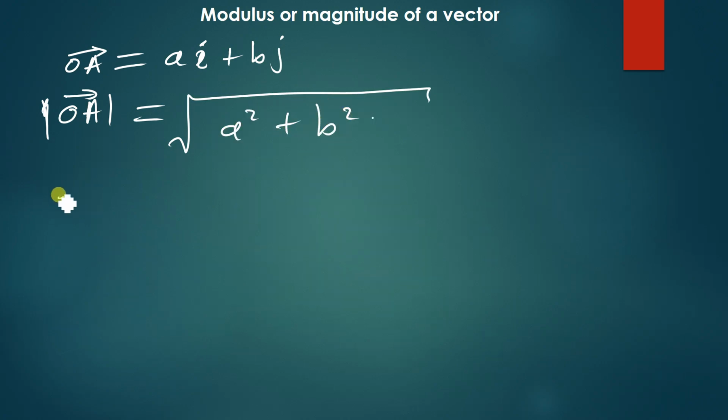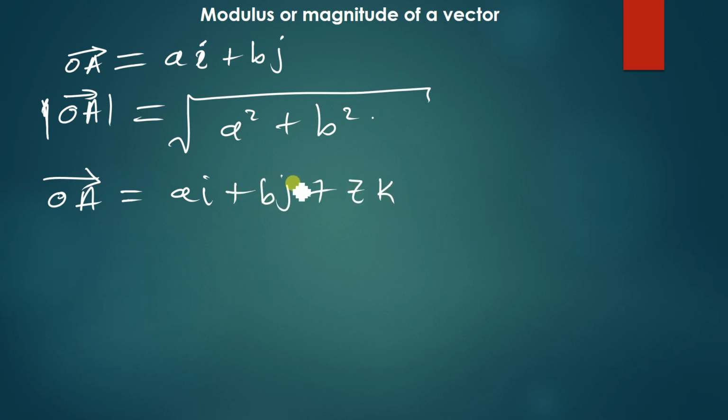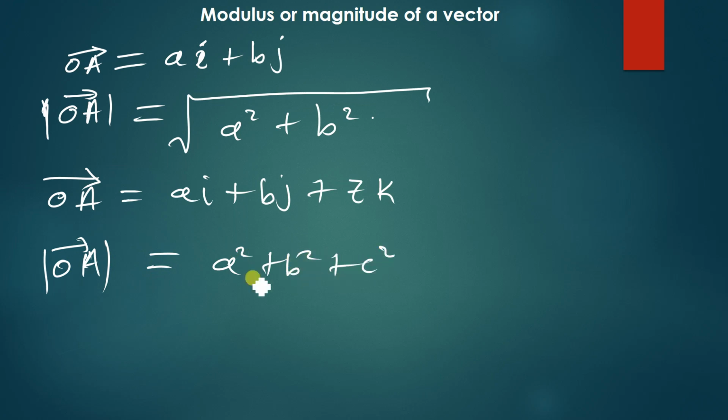So if OA is a 3D vector, what I'm doing is I'm tackling both 2D and 3D at once. If OA is a 3D vector, meaning it has three components, X, Y, and Z components, to find its magnitude you just do the same. You are going to have a squared plus b squared plus c squared. Then you find the square root of that. That's the magnitude of a vector.